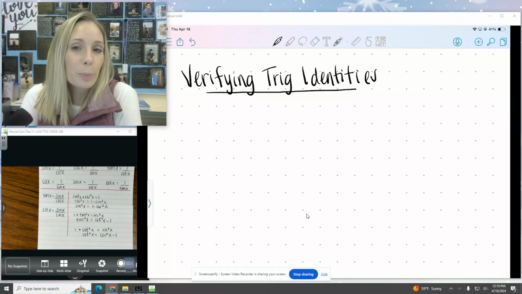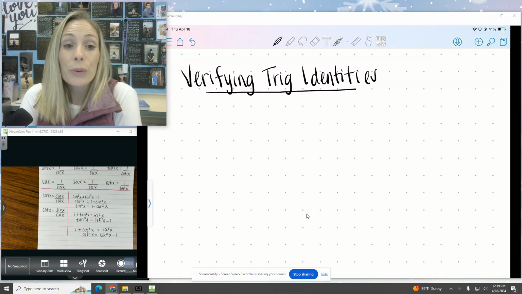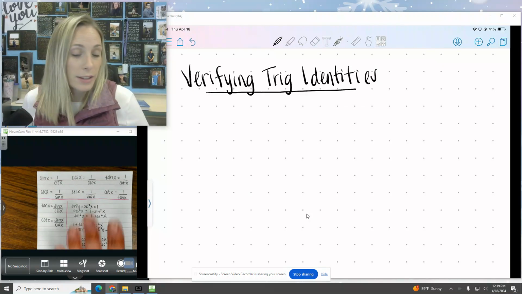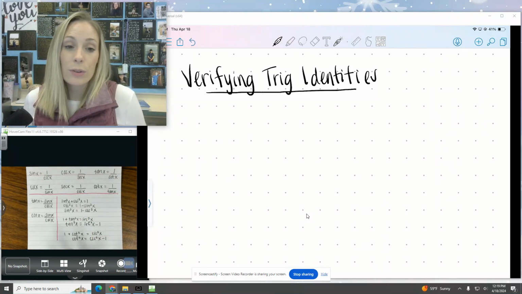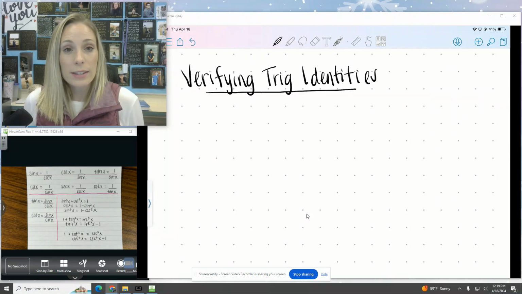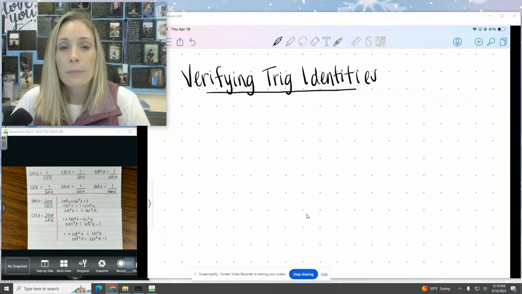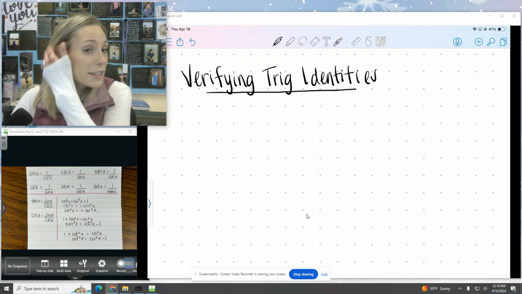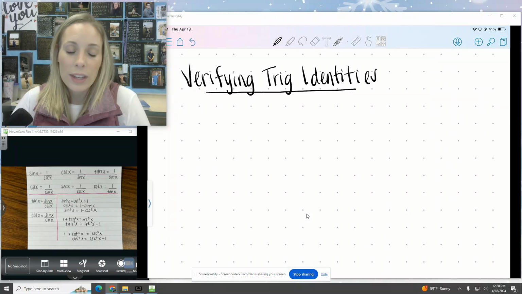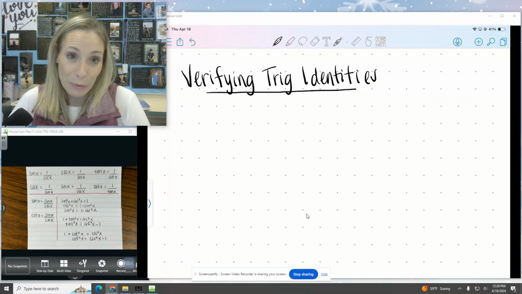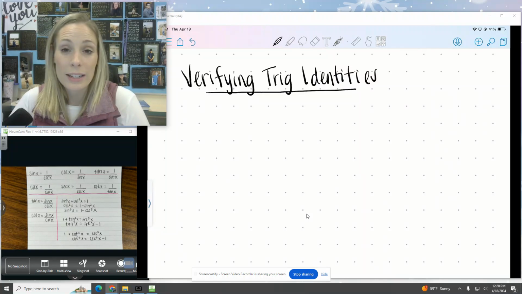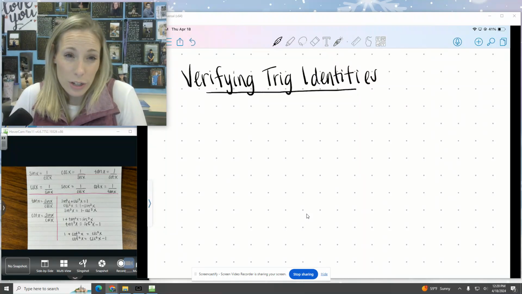In order to be proficient at verifying and then eventually proving trig identities, you first have to have your trig identities memorized. They're back here in the lower left-hand corner. You have to have those memorized. If you have those memorized, everything becomes so much easier. I would highly recommend making some flashcards. There's Quizlet that you can make, things like that, to make sure that you have those memorized. You also need to be good at factoring, and you have to be good at simplifying. If you're not proficient at those two techniques yet, then verifying is going to be challenging.